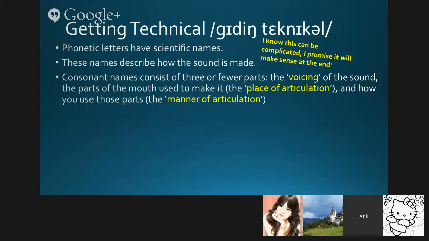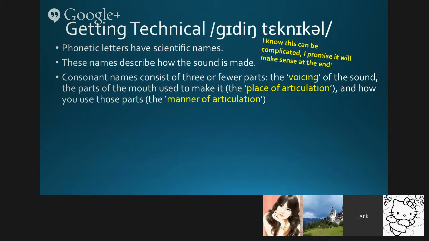One will tell you the voicing of the sound. Voicing refers to whether or not your throat vibrates when you make it. The second part will tell you what parts of your mouth are used to make it: your lips, your tongue, your teeth, your throat. This is called the place of articulation. It will also tell you how you use those parts. Are you blowing air through? Are you stopping the air? That's called the manner of articulation.